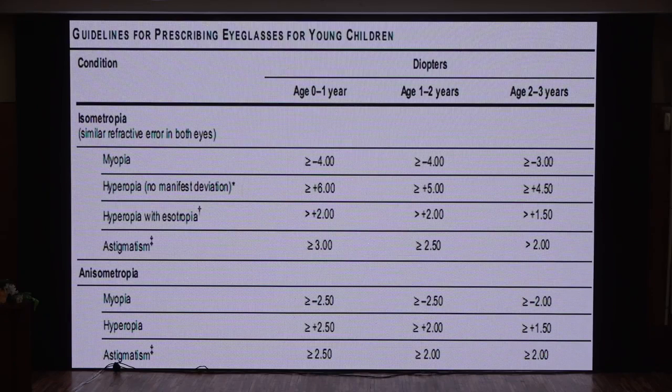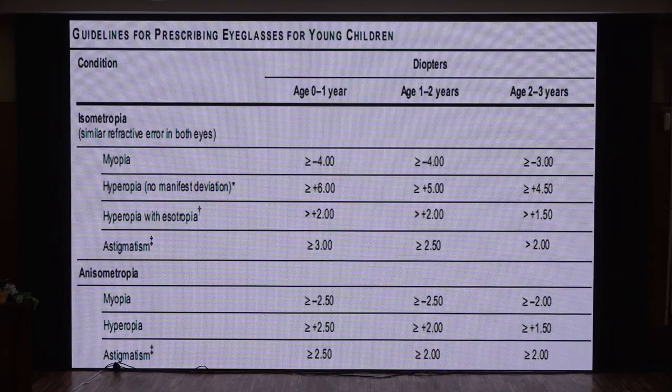As the child keeps on increasing in age, our prescription threshold keeps on decreasing. So if I come across a child in the age group of 3 years, I'll prescribe 1.5 diopters of with the rule or against the rule astigmatism also, because this is going to impede the overall development of the child, the visual development of the child.